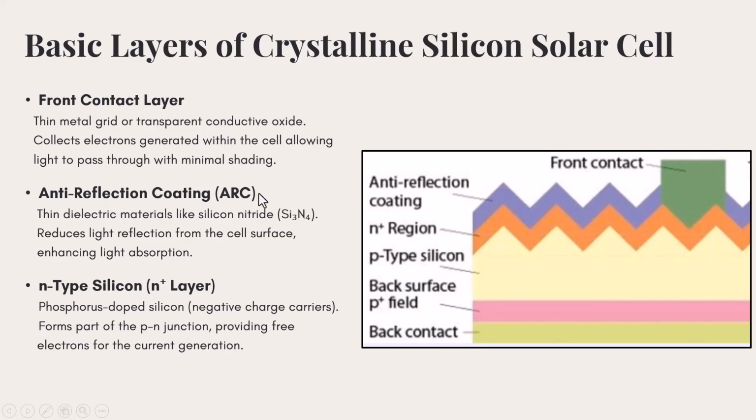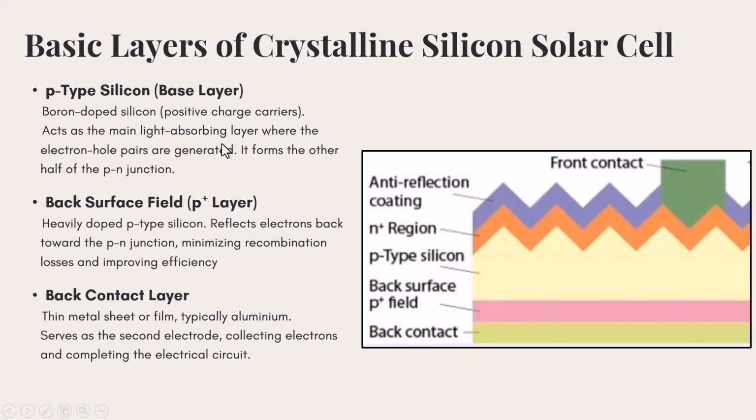We have the anti-reflective coating. The anti-reflective coating is made up of materials like silicon nitride, and it helps to reduce the reflection of light from the solar cell, thereby enhancing the absorption of the cell itself. We have the N-type silicon. Here you can see the N-type silicon. We have the P-type silicon. Both the N-type and the P-type silicon make up the PN junction of the solar cell, and they act as the main light absorbing layer of this solar cell.